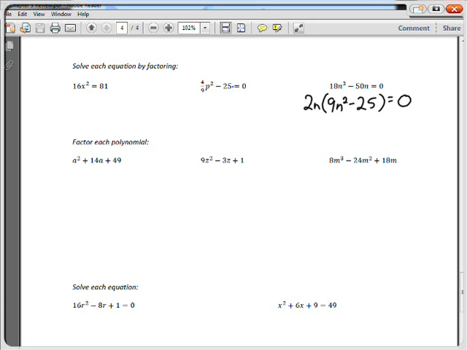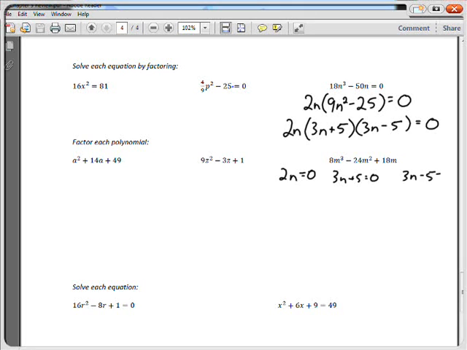Now 9n squared and 25 are both perfect squares. So I can apply my difference of squares law, which now I'll have 2n times 3n plus 5 times 3n minus 5 equals 0. Now I have three different terms here that I can set equal to 0. Either 2n equals 0, or 3n plus 5 equals 0, or 3n minus 5 equals 0. So I'll get three different answers for n.